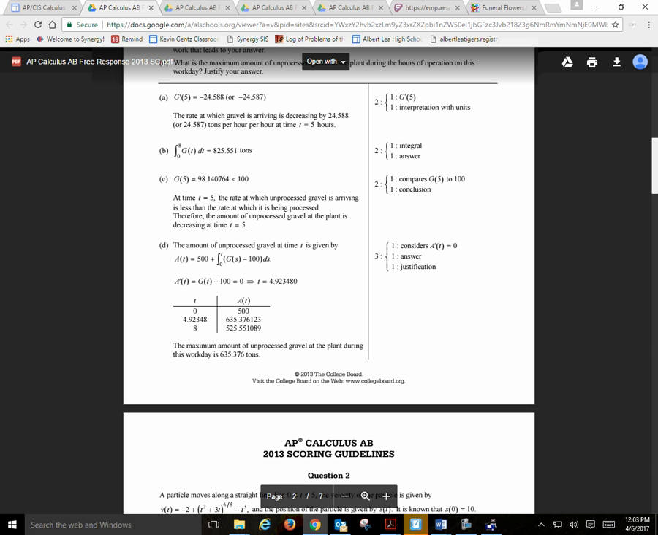Looks like the 825 was correct. 98.1 was less than 100. We did a good job of processing that. We didn't set up the integral quite that nice looking, but we did have the 500 plus in there. And we had the 4.92, and we did have the final answer of 635.